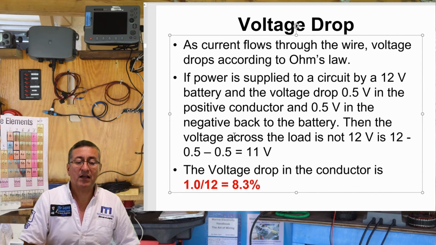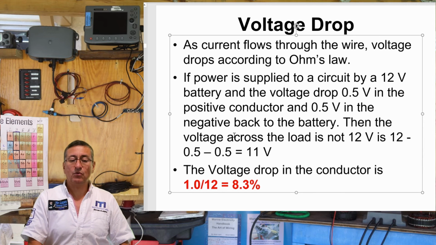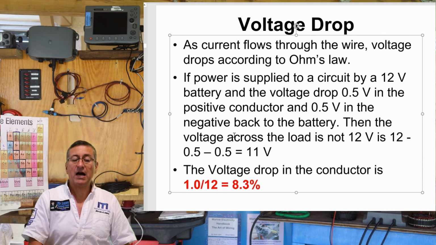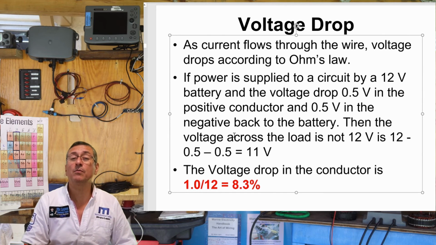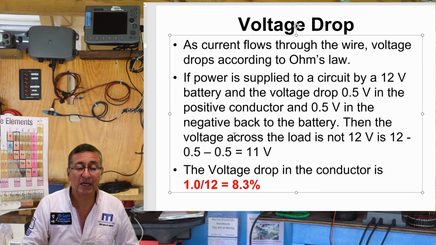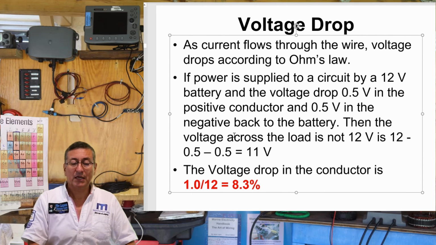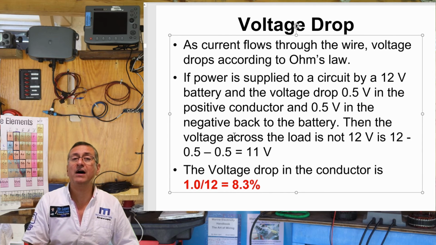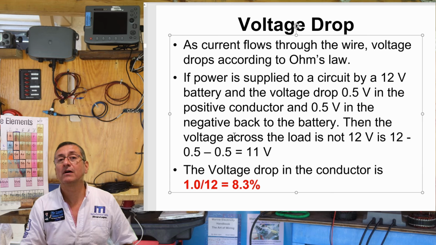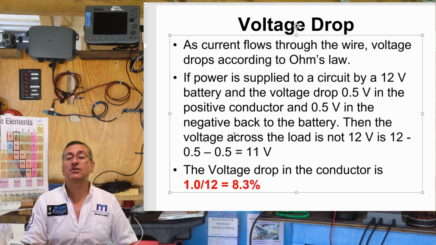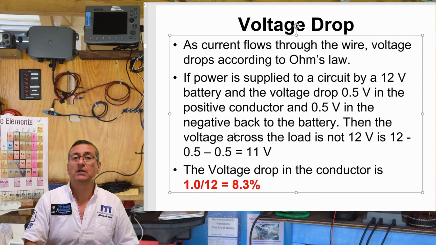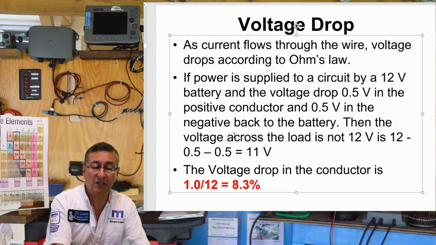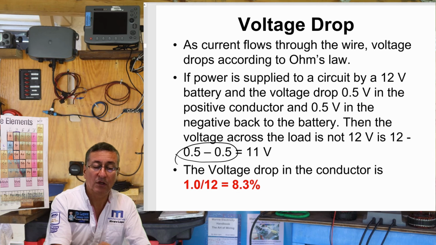Alright, if the power supplied on the circuit is 12 volts in the battery, and the voltage drop is 0.5 volts in the positive conductor and 0.5 volts in the negative conductor, then the voltage across the load is 12 minus 0.5 minus 0.5. In other words, the voltage drop is 1 volt and the final voltage will be 11 volts. In total, the voltage drop in this particular case is 1 volt.